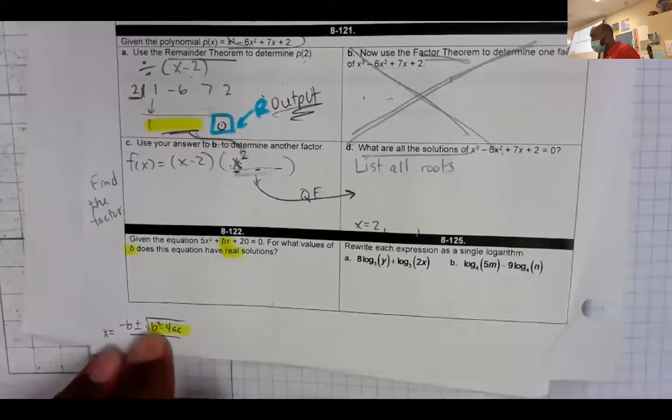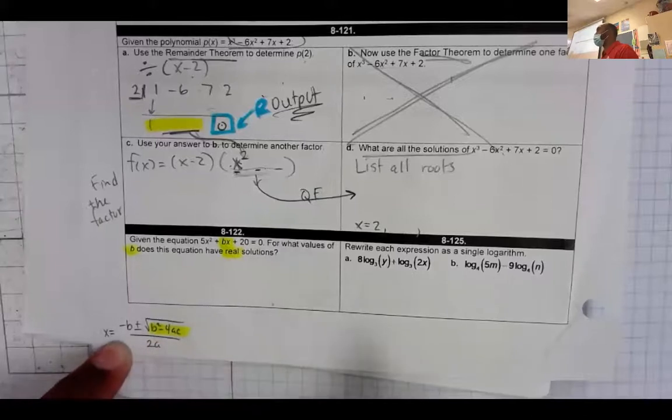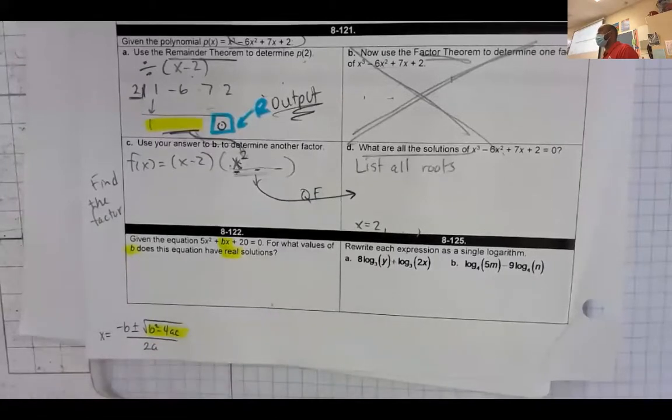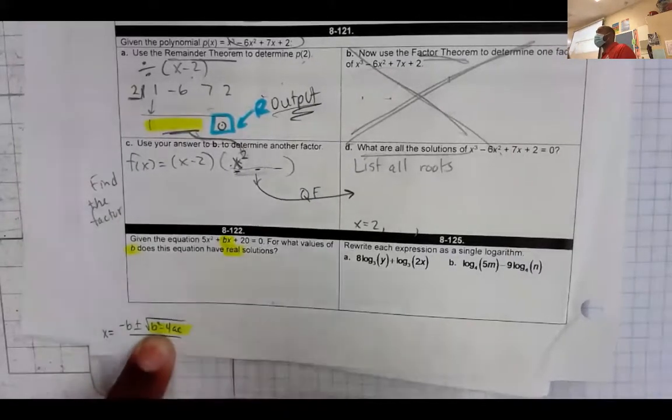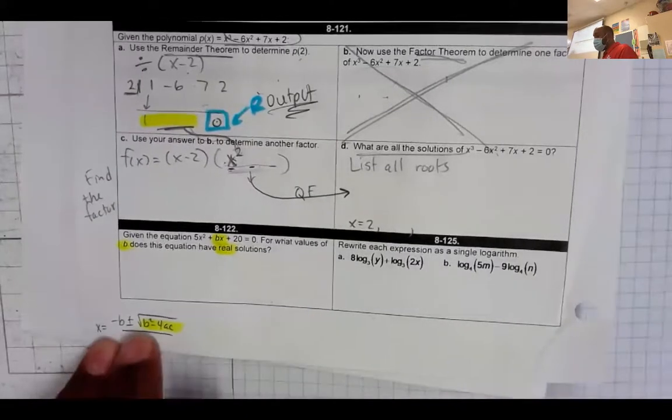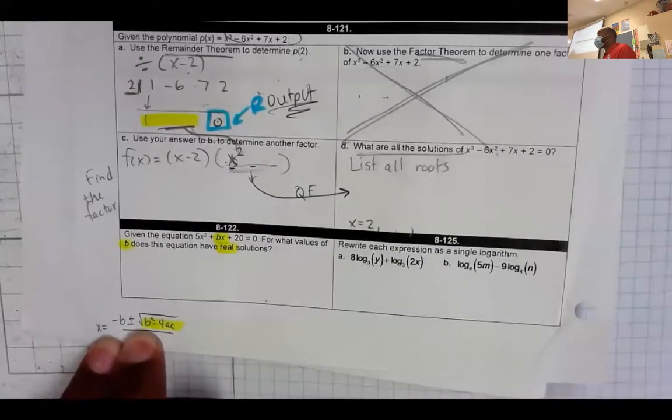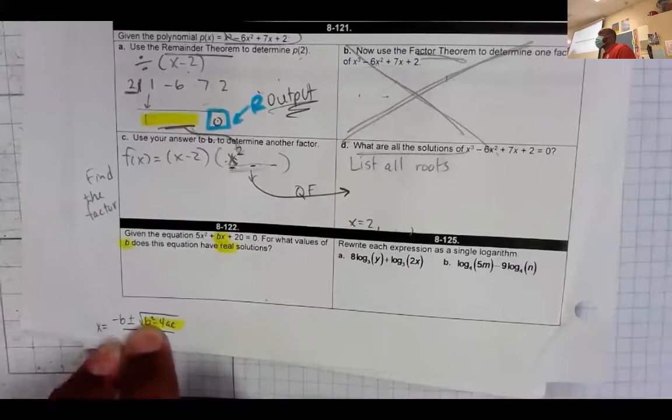Like after I do b squared, then -4, and then times a and c, and then subtract, what kind of number do I usually have in there if it ends up with an i? A negative. So really all we have to do to figure out what values for b would make a real number is to figure out what numbers I would plug in here to make that less than 0.